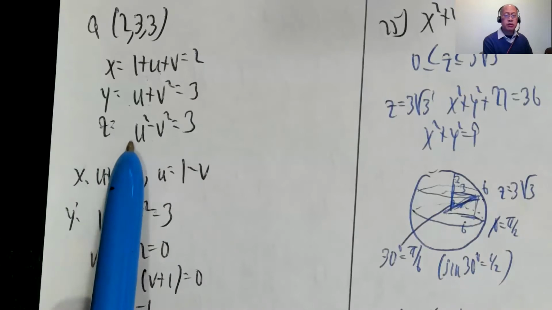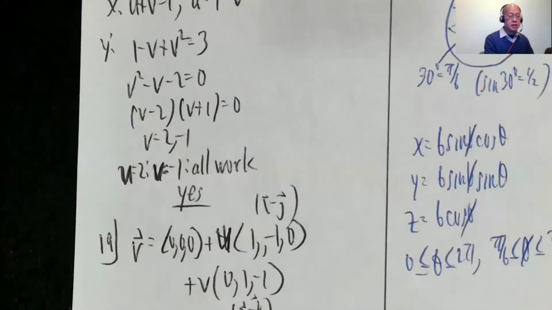And let's see, 2 squared is 4, minus 1 is 3. So the answer to that one is a yes.